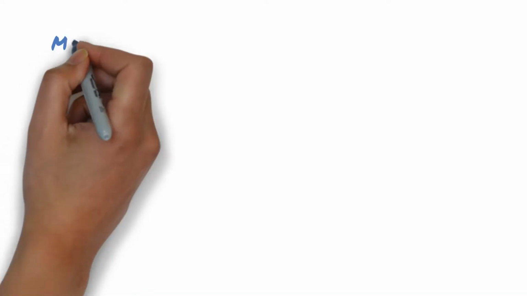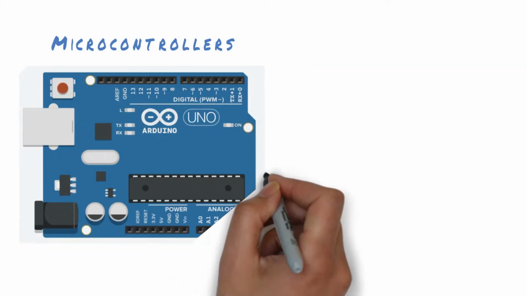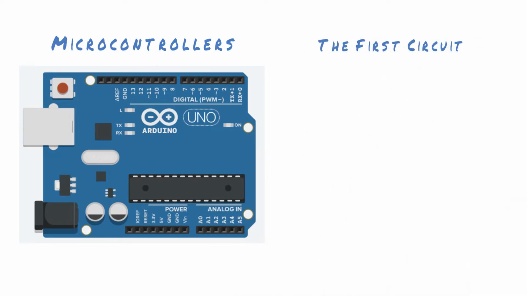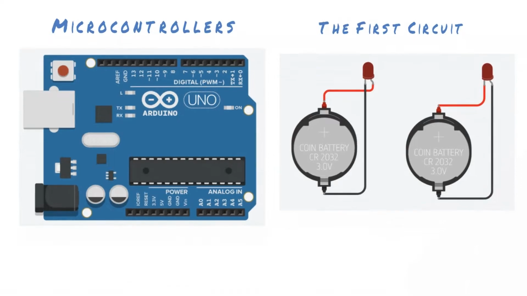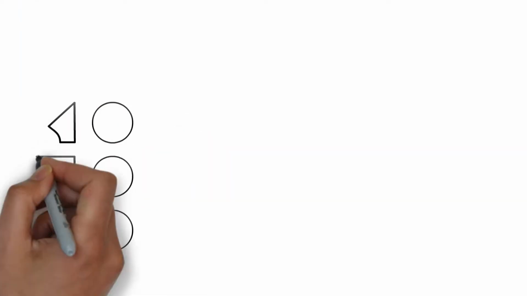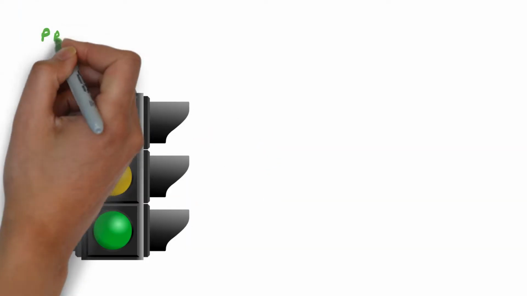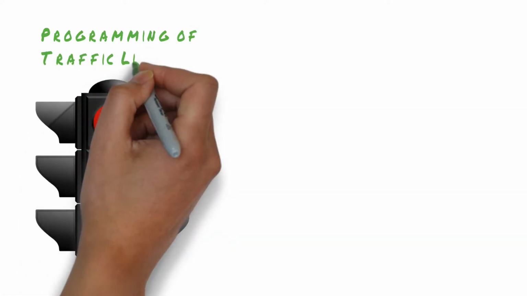Let's see what we're gonna play with. We are going to start understanding the microcontrollers, especially Arduino, and then we'll jump right into creating our first circuit and learn basics of electrical engineering. We'll learn how traffic lights work and how they are programmed to control the flow of traffic.